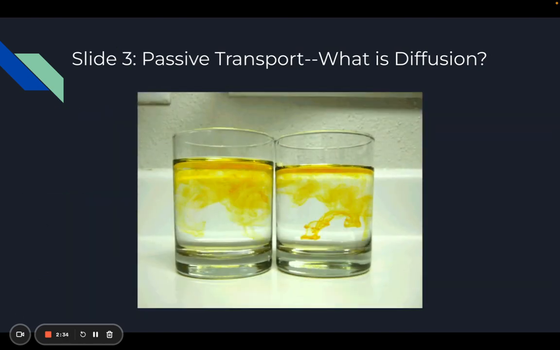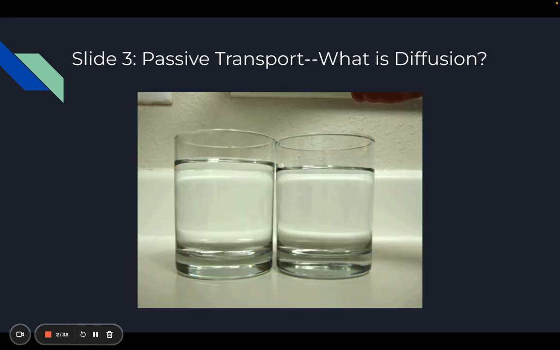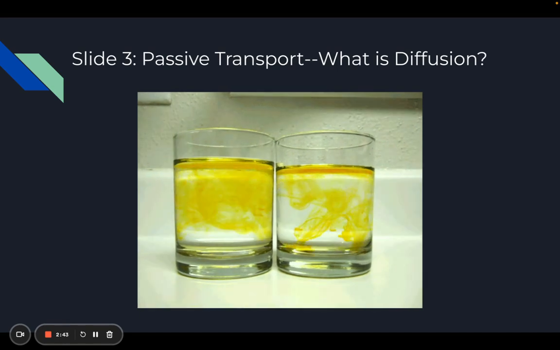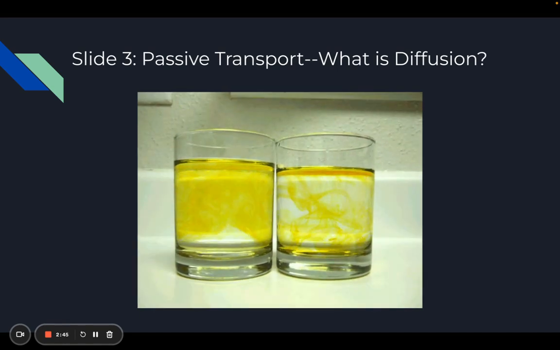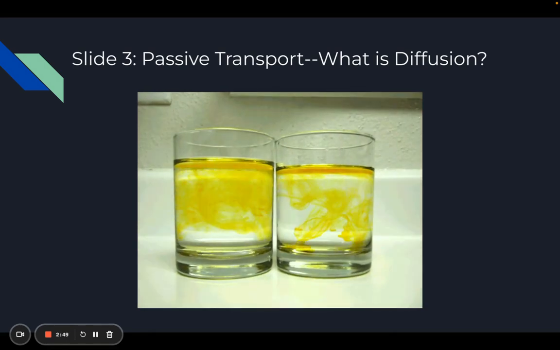Here is another example that shows food coloring being dropped into the water. You notice initially it starts off very concentrated, and so the solute, which is the food coloring in this case, will diffuse out through the water to remove the concentration gradient or establish a balance across the solution.